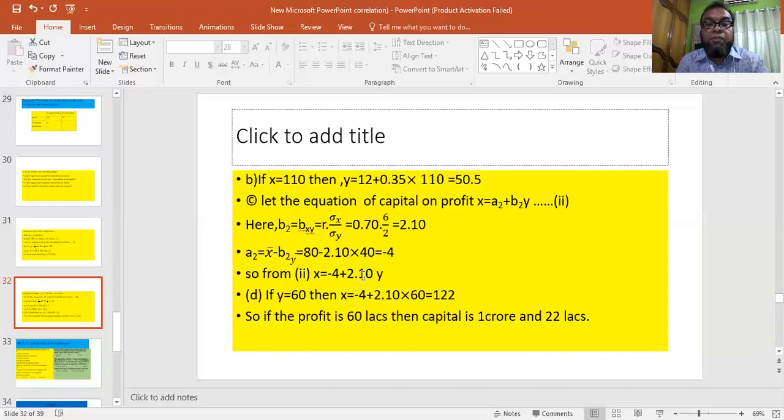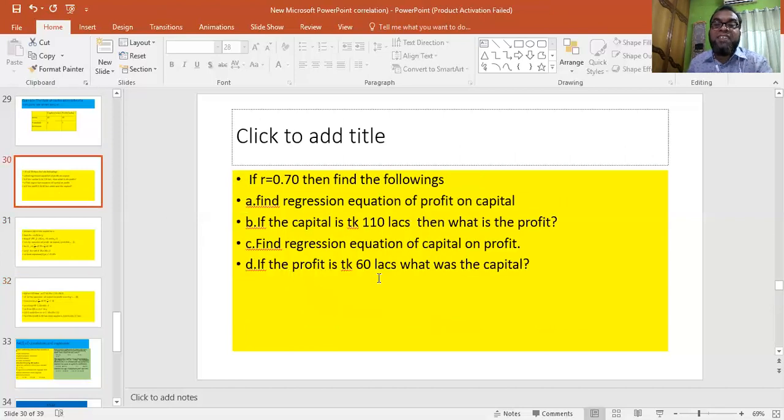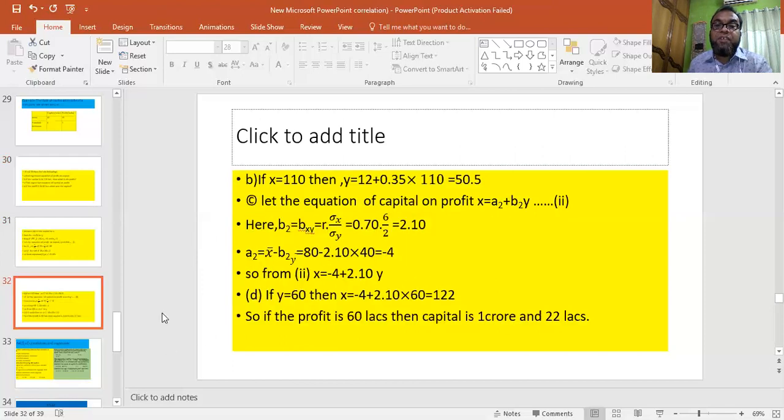Now question number D, what is question D? If the profit is 60 lakhs, profit is denoted by Y, then what is the capital? Capital is X. You have to find out the X. Here Y is given as 60 lakhs. Then you put the value of Y in this equation: X equal to minus 4 plus 2.10Y. That is 2.10 into 60, minus 4, 122. So if the profit is 60 lakhs, then the capital is 1 crore 22 lakhs.